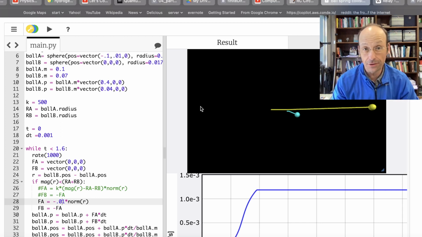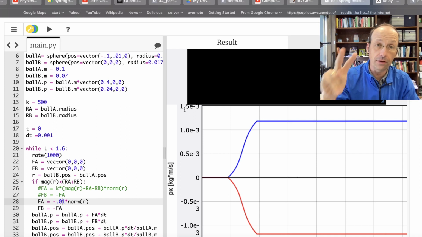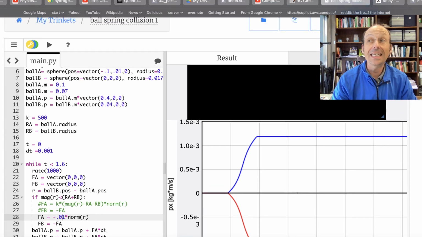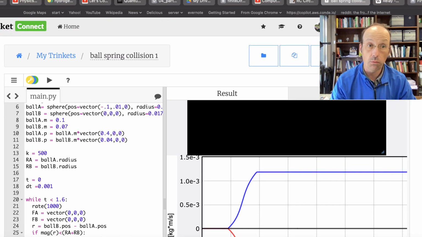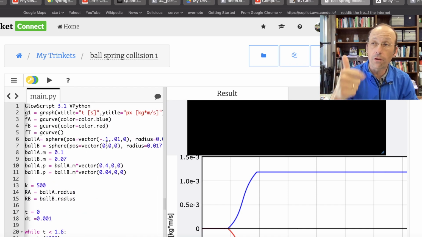But still momentum is conserved. It doesn't matter. As long as those two forces are the same value in different directions for the same amount of time, momentum is conserved. Okay, let's do one more thing. Is this an elastic collision? Well, we would know if the kinetic energy is constant. So I want to plot the kinetic energy before and after for the two things.